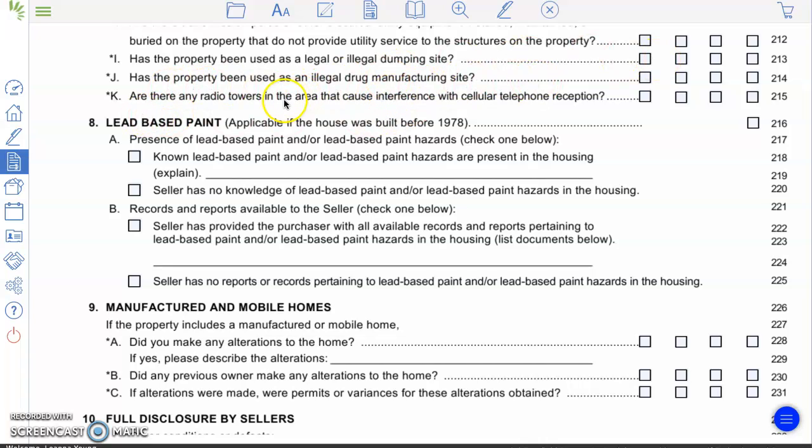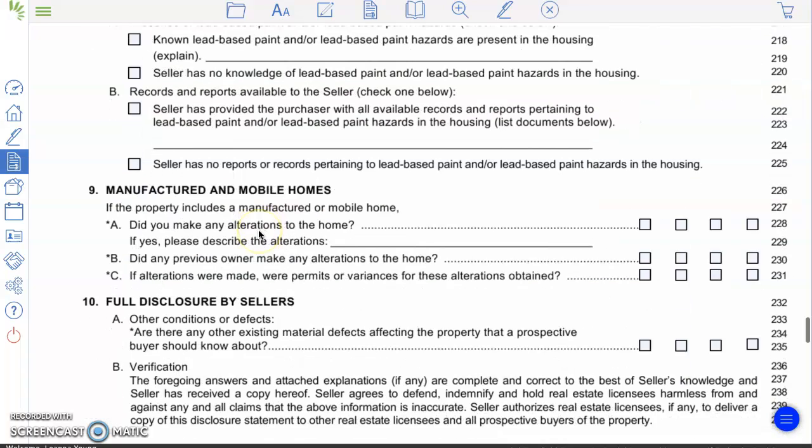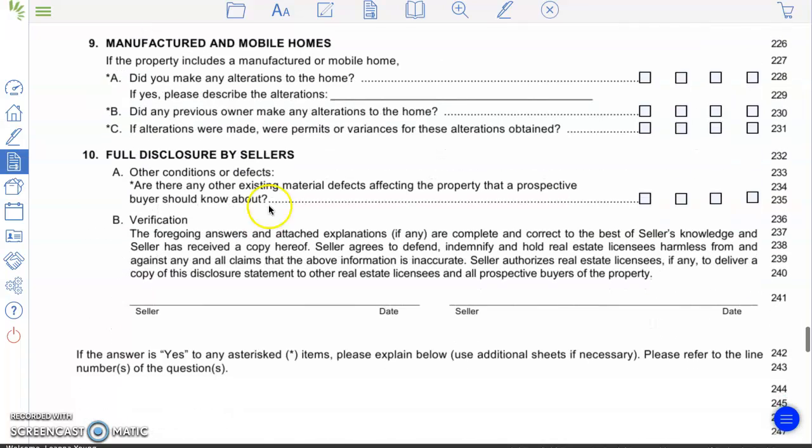Any drug manufacturing on your property? Let's hope not, but you definitely want to just answer that to the best of your knowledge. Lead-based paint: if you have any known knowledge of any lead-based paint, you want to disclose that here. And if you do, we want to provide that information to the buyer. Manufactured mobile homes: if you don't have a manufactured home, you just click NA. If you do, just answer the questions the way that they're laid out here. Are there any other defects with the property that anyone should know about? So if there are, you just click yes.